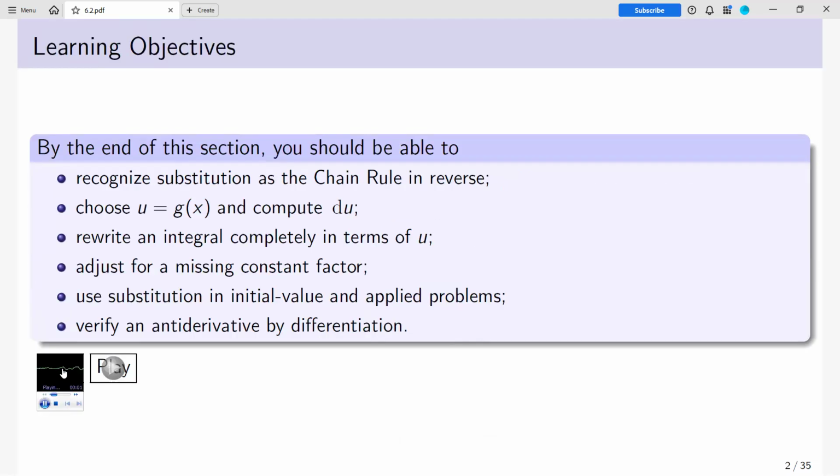This section introduces substitution, the method that reverses the chain rule. We will learn to identify an inside function, match its derivative, and turn a complicated integral into a familiar one. It is mathematical detective work. Unmask the inside function and suddenly the case becomes much easier to solve.